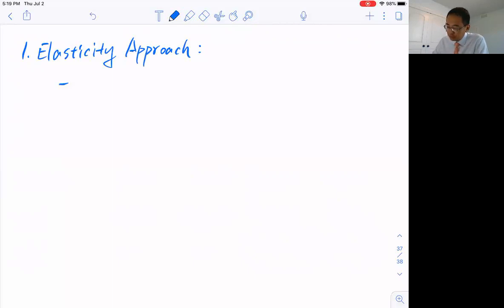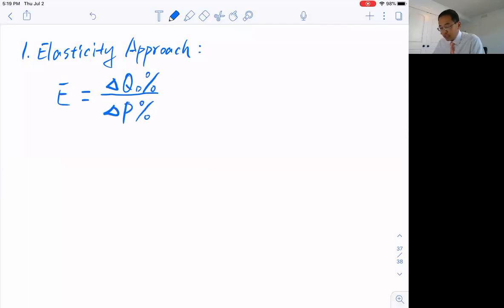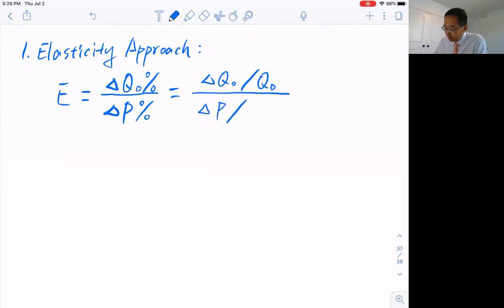So the elasticity is the percentage change in quantity demanded divided by the percentage change in price, right? Triangle or delta means change, and then with a percent sign is percentage change. So to calculate percentage change in quantity demanded, you have the change in quantity demanded divided by quantity demanded itself, and the change in price divided by price itself. That's how you figure it out, okay?